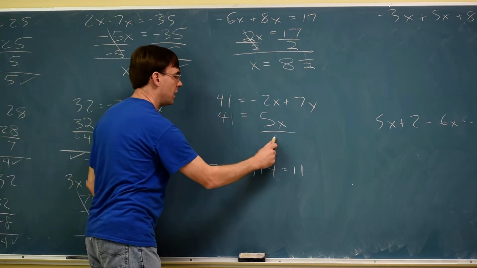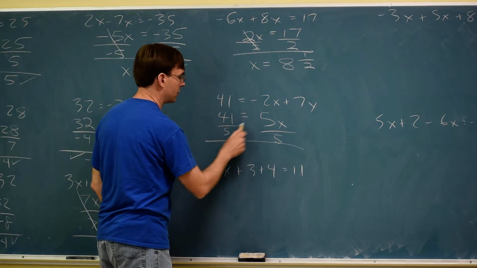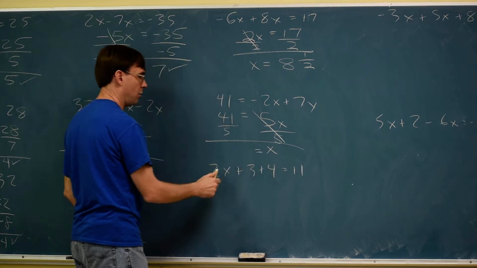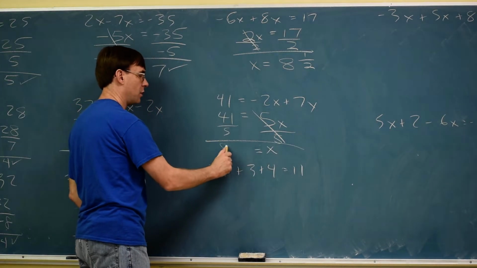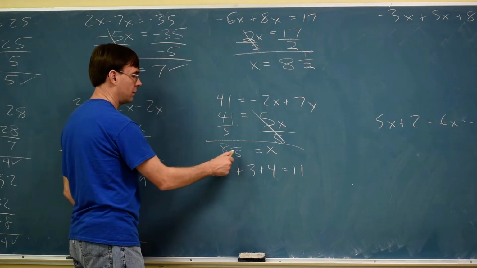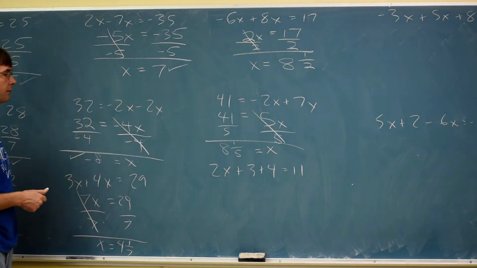Here we would divide by 5s to eliminate 5s to get the variable alone. 5 into 41 is 8 with 1 left over. Keep the bottom the same.